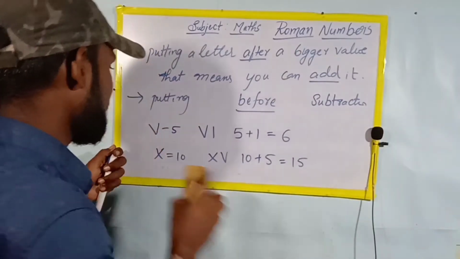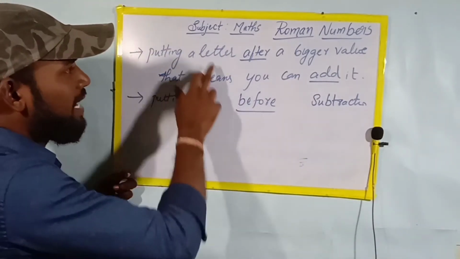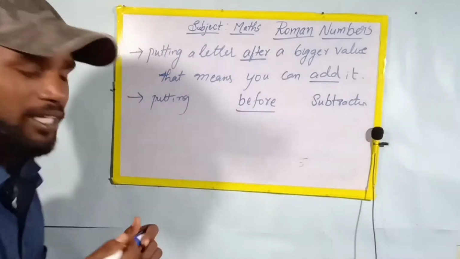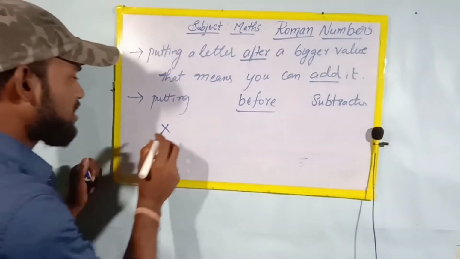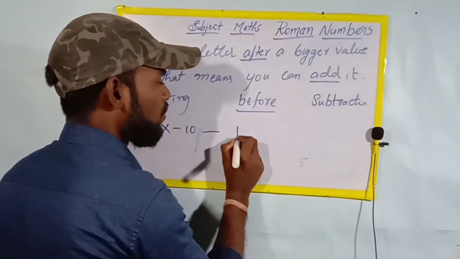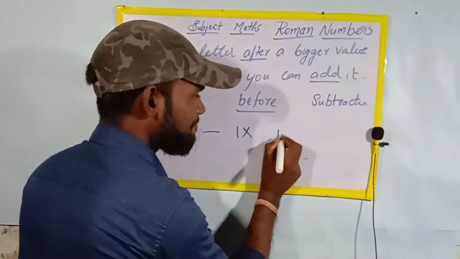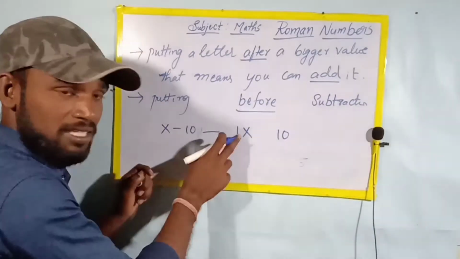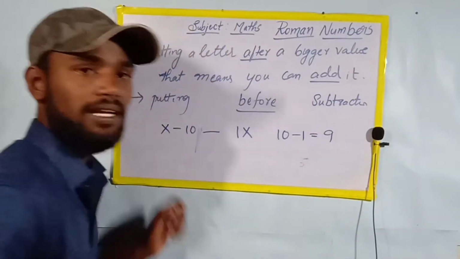Now I am going to explain the third rule. See here, the third rule is putting a letter before a bigger value. That means you have to subtract. Okay, now see here, this is X. This X means 10. Now I am writing IX. In IX, this X means 10. I am putting a smaller value before a bigger value. That's the reason I am subtracting here. Subtracting, which number? 1. 10 minus 1 is equal to 9.